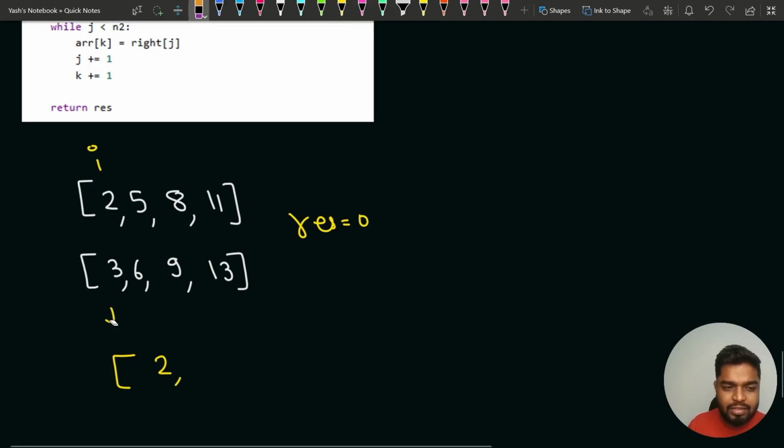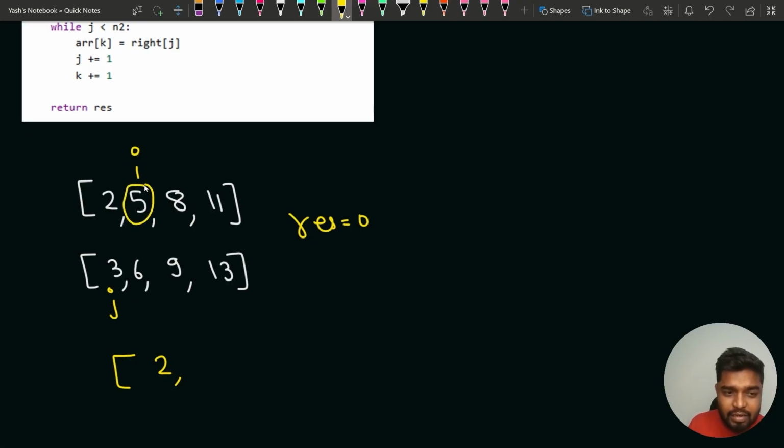Then what will happen now? Next, we will say that the I pointer will move forward, so the I pointer will come here and the J pointer will stand here. Now the I pointer is pointing at an element which is greater than the jth element. This means that the element of the left array is greater than the element of the right array. This indicates that 5 is greater than 3.